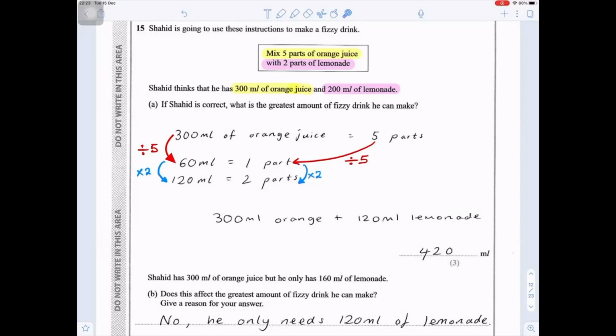Part B. Shahid has 300 milliliters of orange juice, but he only has 160 milliliters of lemonade. Does this affect the greatest amount of fizzy drink he can make? Give a reason for your answer. For part B, the answer is no, because he needs only 120 milliliters of lemonade.